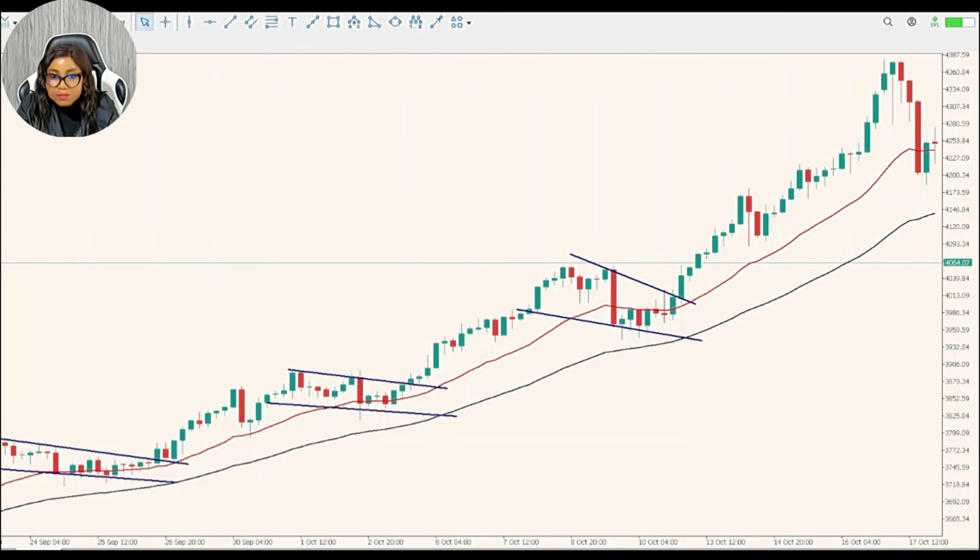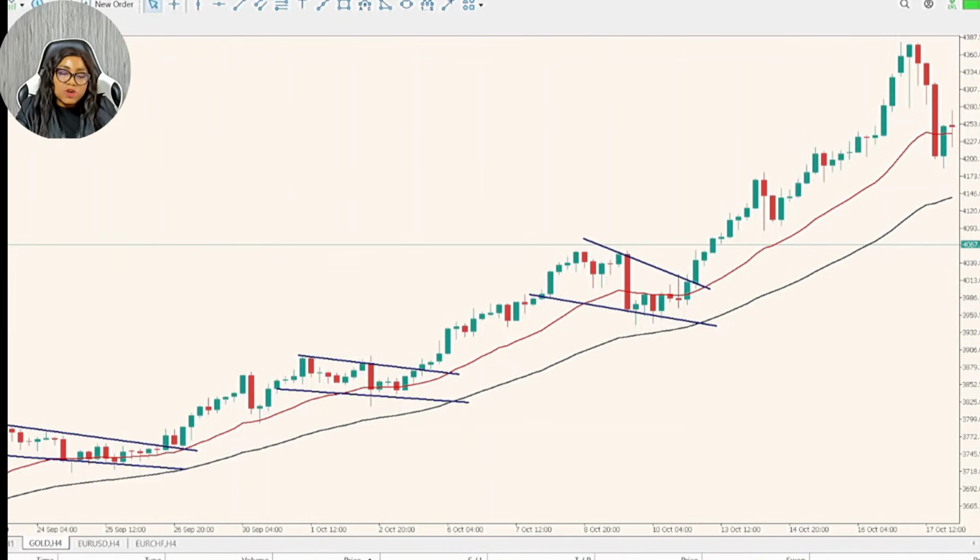All right? Because trying to pick the top or the bottom, trying to sell high and buy low in a trending market will most likely drain your account. This is why people still blow accounts. They blow their trading account, not because their strategy is bad, but because they are using a ranging market strategy in a trending market. Now, let's move on to look at a ranging market.